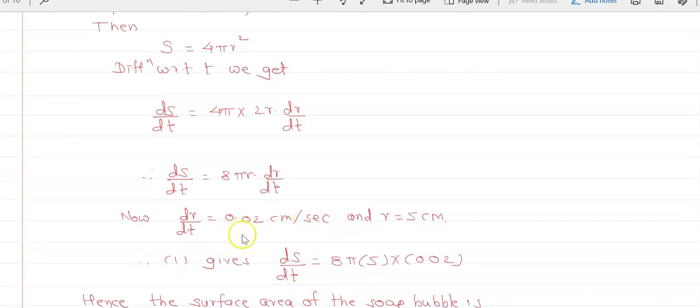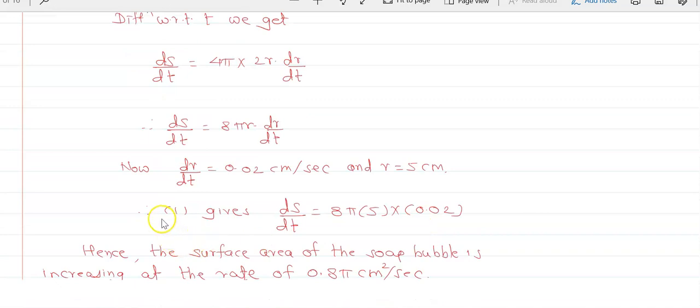dr upon dt is 0.02 centimeter per second. R is 5. Therefore, dS upon dt is equal to 8 pi into 5 into 0.02. And after the calculations, you will get that the surface area of the soap bubble is increasing at the rate of 0.85 centimeter square per second.